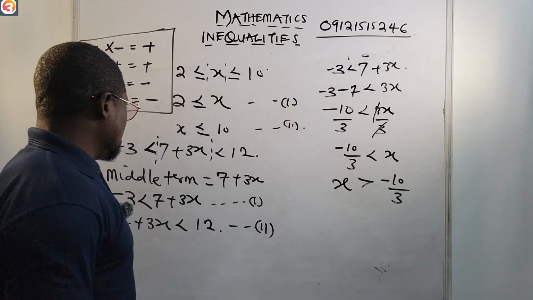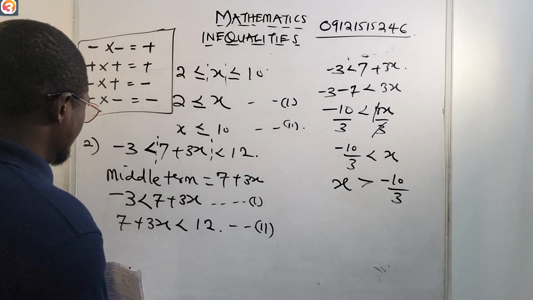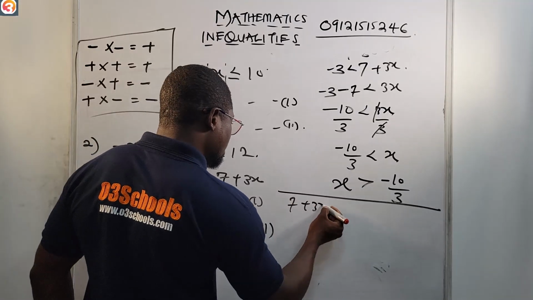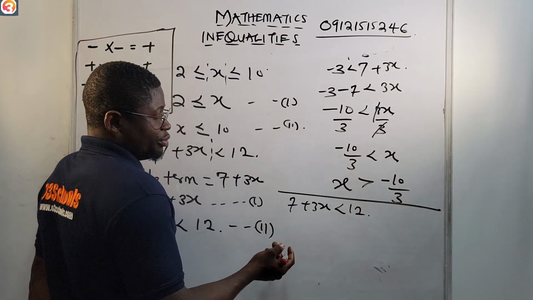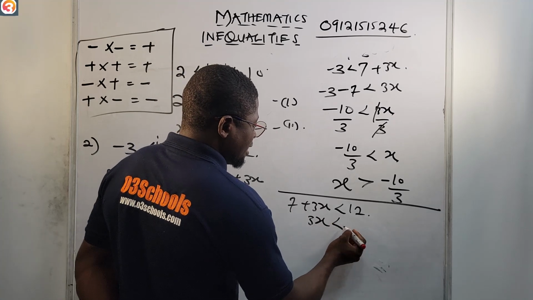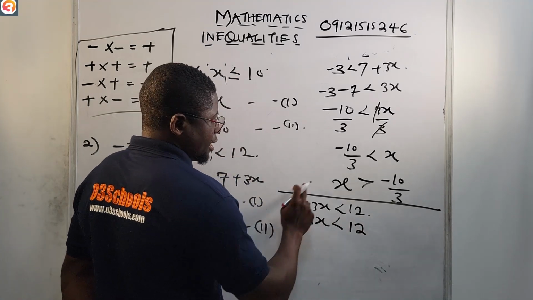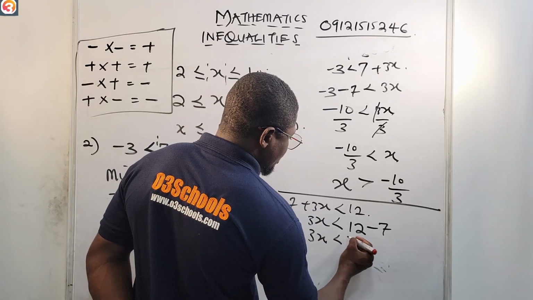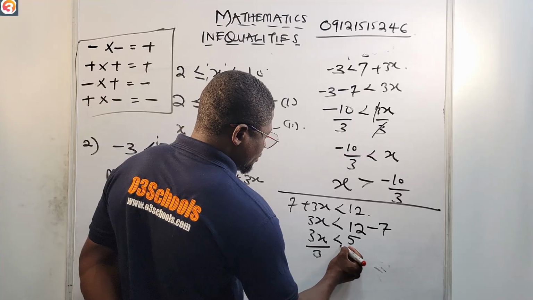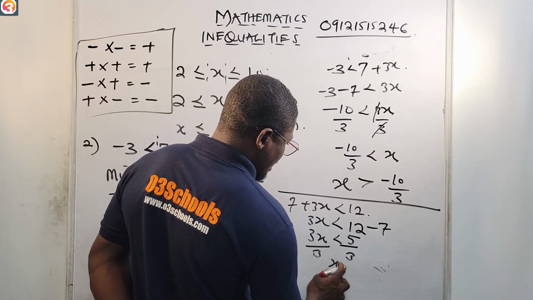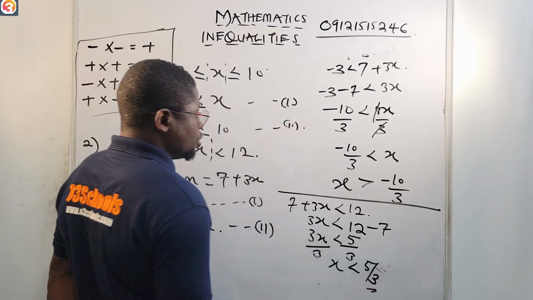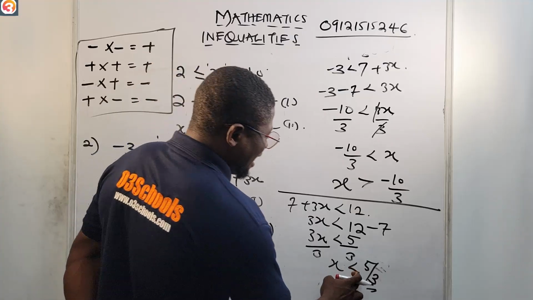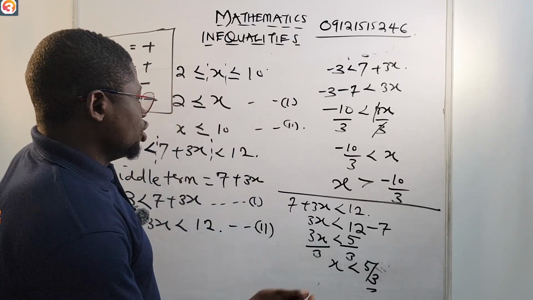Then now the second part of the inequality that we have split is 7 plus 3x is less than 12. So if 7 plus 3x is less than 12, collect like terms. 3x will be less than 12, and the plus 7 will cross to the other side as minus 7. So I have 3x is less than 12 minus 7, which is 5. Divide both sides by 3. So x is less than 5 over 3. So these are the solutions of this inequality. x is greater than minus 10 over 3, but less than 5 over 3. So that is the range of values.